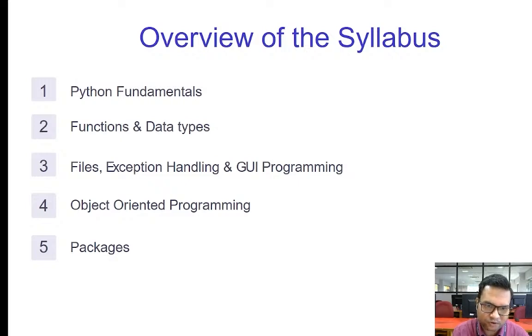Next, in the fourth module, the students will be learning object-oriented programming. The concepts like class, objects, encapsulation, abstraction, inheritance, polymorphism. These are the main concepts which are involved in object-oriented programming. You will be learning those in the fourth module.